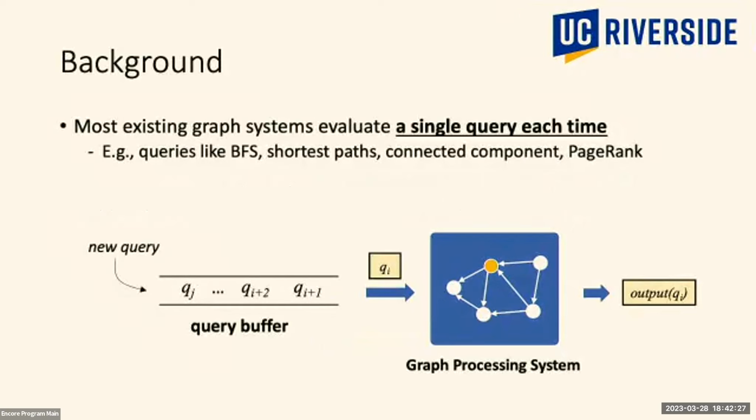In the last 10 years or so, people have designed a lot of graph systems, and the majority of them process a single query each time. And here the queries are the ones that need to access the graph iteration by iteration until the evaluation reaches a predefined threshold or a fixed point. Examples include BFS, shortest path, connected components, and etc.